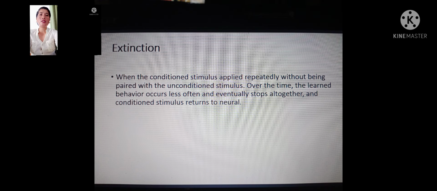So the second one is extinction. Extinction is when the conditioned stimulus is applied repeatedly without being paired with the unconditioned stimulus. So over time, the learned behavior occurs less often and eventually stops altogether, and the conditioned stimulus returns to neutral. Again, for example, imagine that you taught your dog to shake hands. Over time, the trick became less interesting.